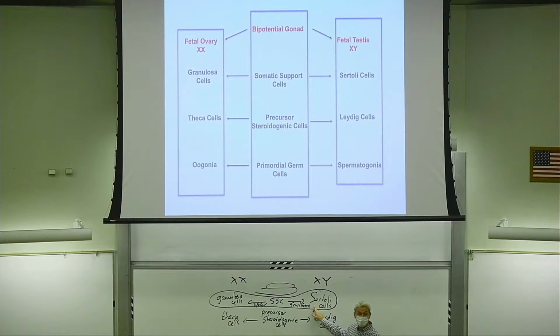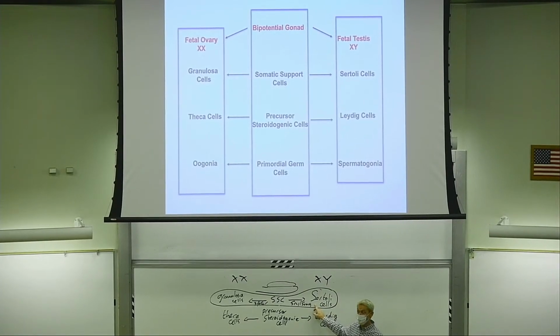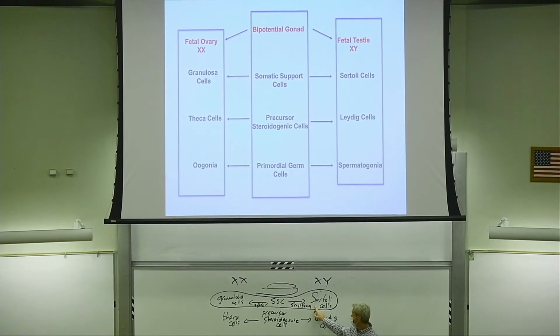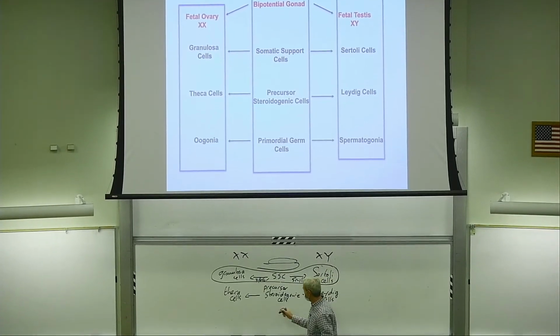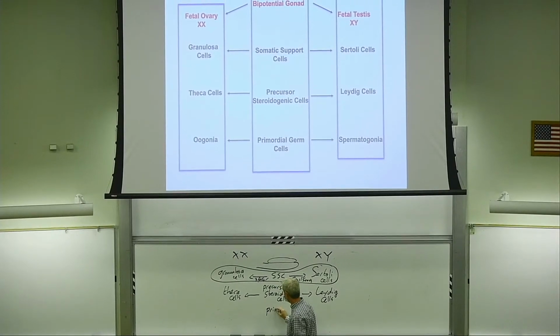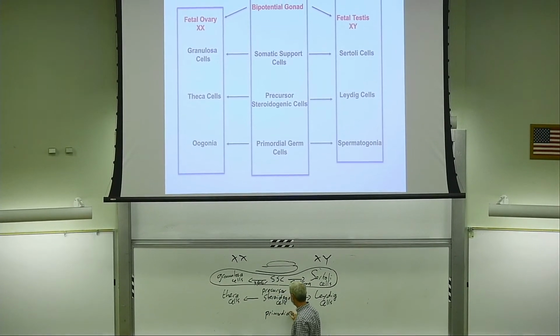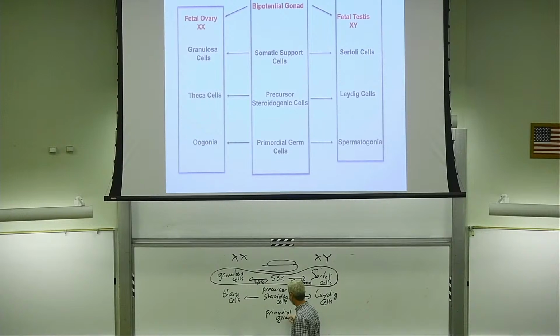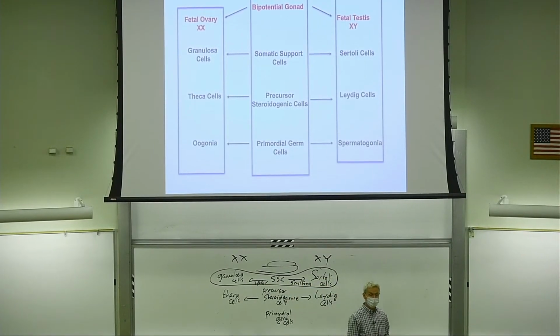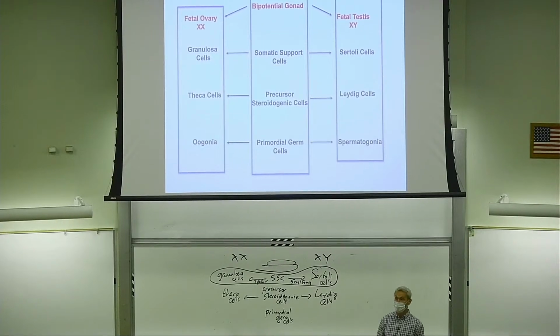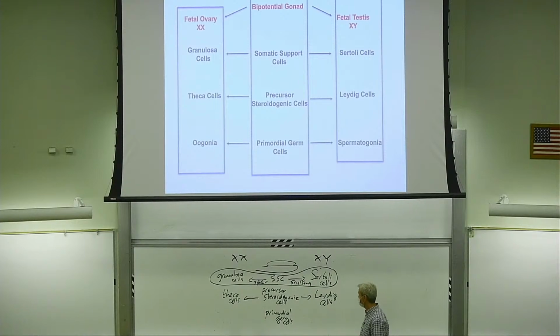Once this happens, the first somatic support cells differentiate first, then this can happen. And then we finally have one more population of cells that are called primordial germ cells. Okay, so these are actually the germ cells. So we have somatic cells and germ cells. So finally, here are the germ cells.